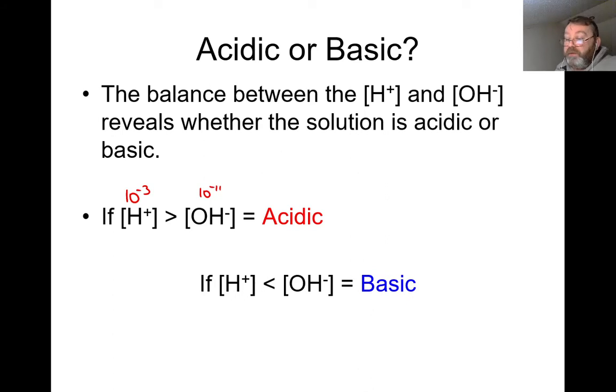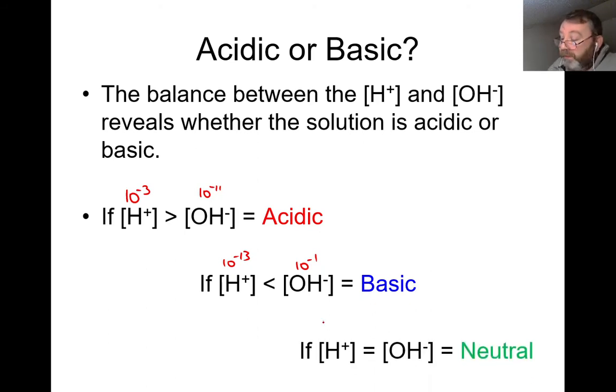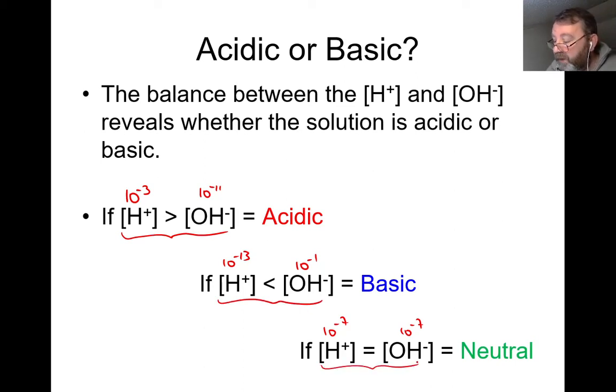If your OH minus is greater than your H plus, so let's say that this is 10 to the minus 1 and this is 10 to the minus 13, well then that's definitely going to be a basic solution. And when the two are equal, 10 to the minus 7 and 10 to the minus 7, you'll have a neutral solution. So therefore, acidity, basicity and neutrality are all to do with the balance in the concentration of H plus and OH minus.